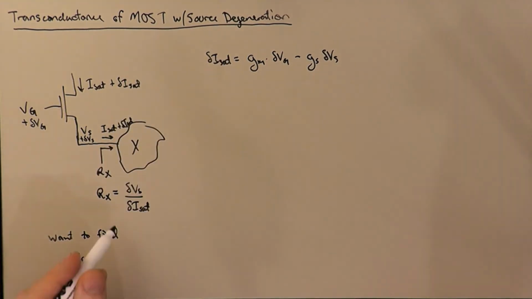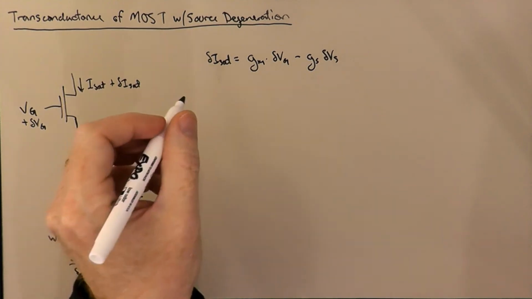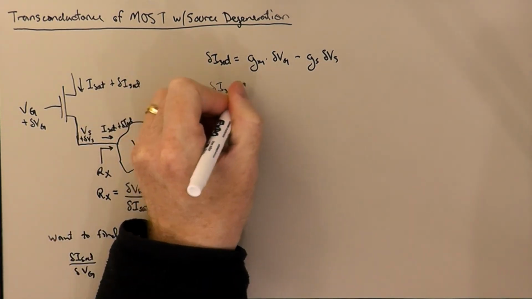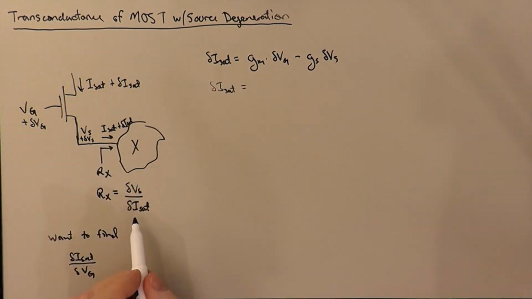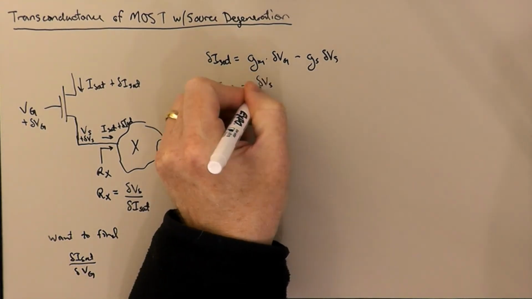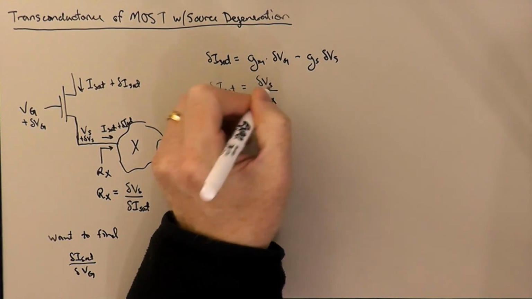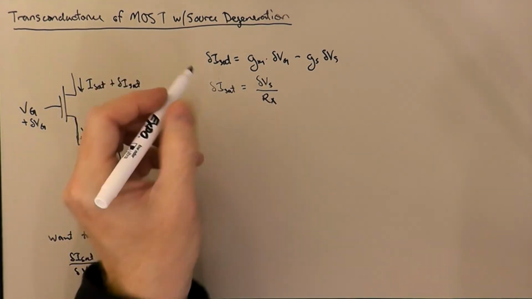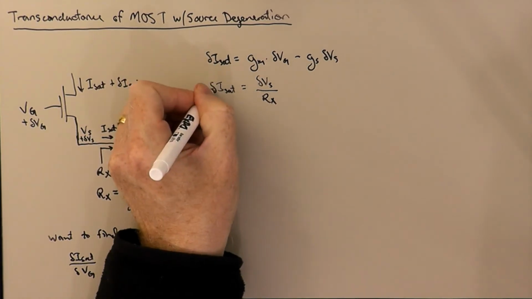And then the other equation we have here, of course, is that delta I sat is given by incremental Ohm's law here. If we rearrange this, it's going to be delta Vs over Rx. So this comes from the MOS transistor, and this comes from whatever Rx is.